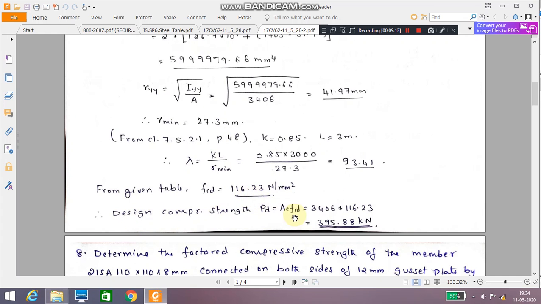Therefore the design compressive strength PD equal to AE into FCD works out to be 3406 into 116.23 divided by 1000, which is equal to 395.88 kilonewton.